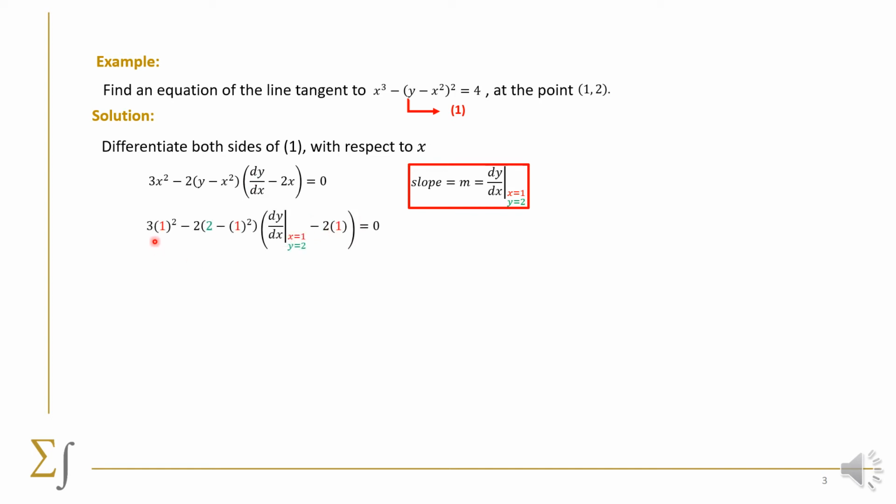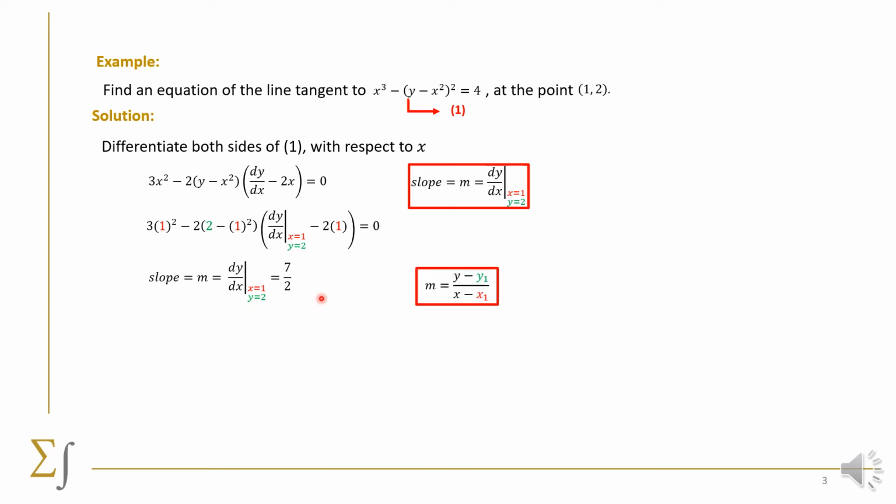So here we put 3 into 1 all squared. This is for the value of x, minus 2, open bracket. For y we put 2, minus 1 squared for x squared. And then here is the dy by dx in the case when we have x equals 1 and y equals 2, minus 2 times 1, which is 2x. This is equal to 0. Simplification, we get the value of dy by dx to be the slope to be equal to 7 over 2.